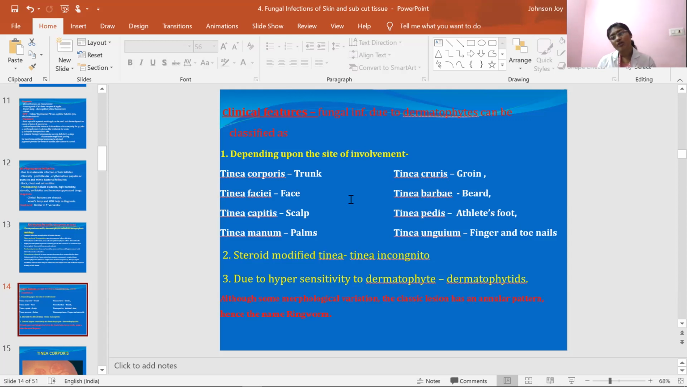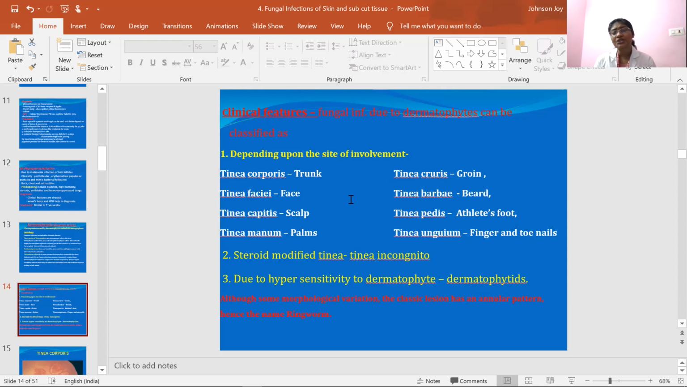So depending on what site the tinea has caused the infection, we call it by 8 different names. So that is tinea corporis in the trunk, tinea faciae in the face, tinea capitis in the scalp, tinea manum in the palms. Then in the groin, we call it tinea cruris. In the beard, it is tinea barbae. Foot, tinea pedis, and finger and toenails you call tinea unguum.